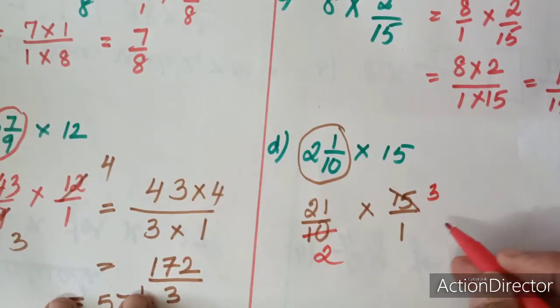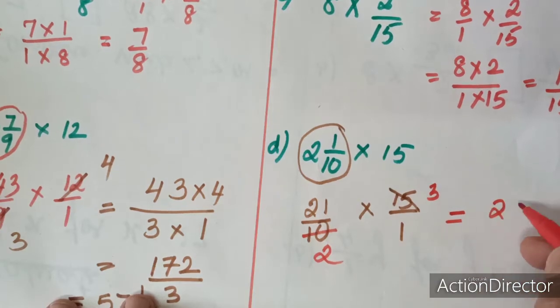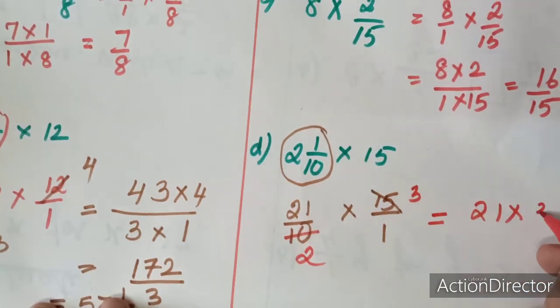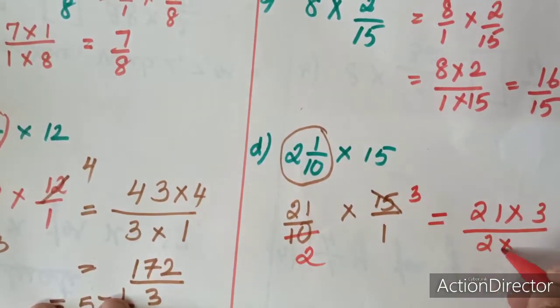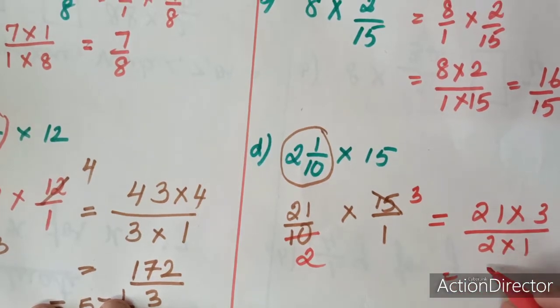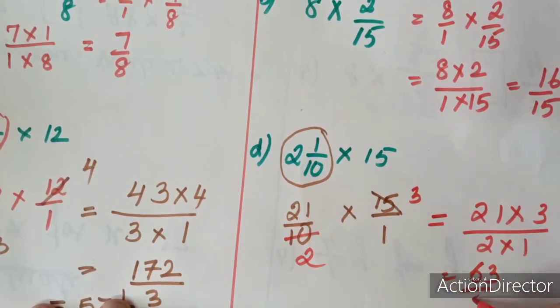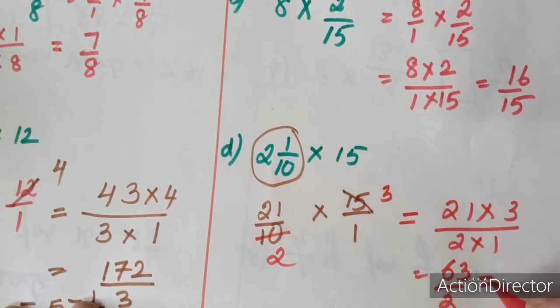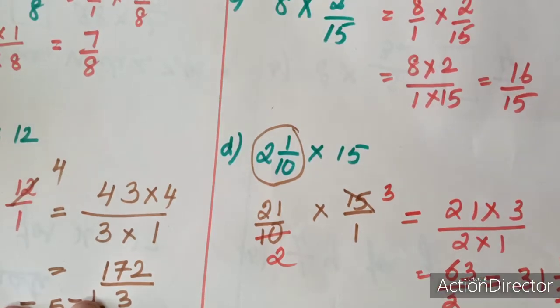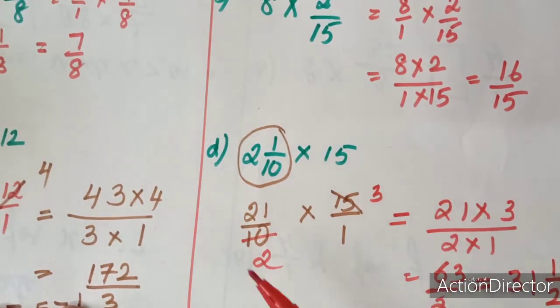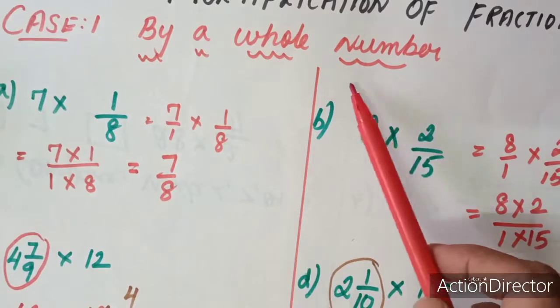So this can be further simplified as 21 into 3 upon 2 into 1. So this is 21 into 3 is 63 upon 2. This can be written as a mixed fraction: 3 2s are 6, remainder 1, so 31 1 upon 2. Hope you understood how to multiply a fraction by a whole number.